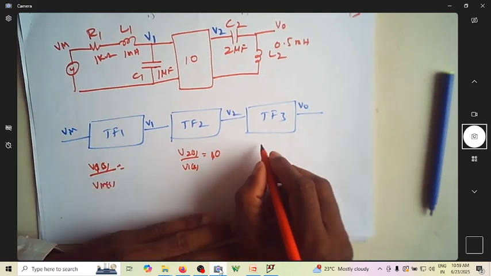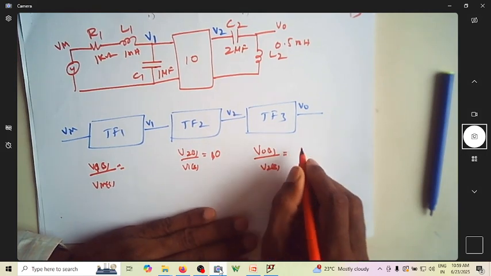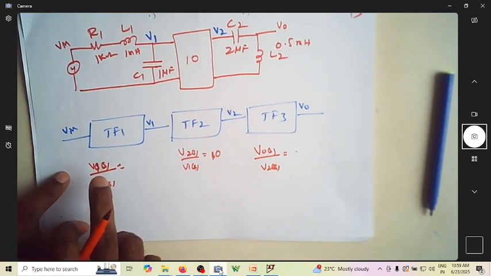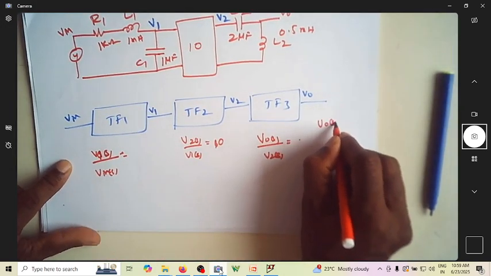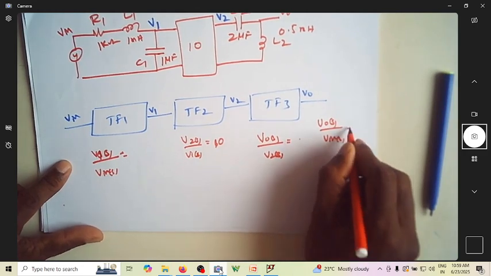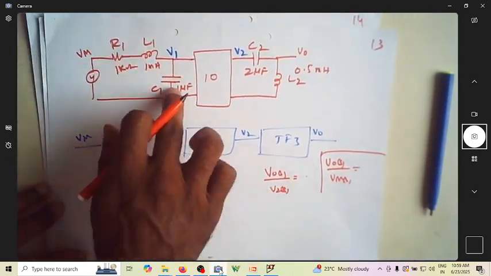I need to find V0 of S by V2 of S. If I multiply this and this, I'll get the overall transfer function, which is V naught of S by V in of S. So I'll get the overall transfer function if I multiply all the three. So let me find the transfer function of this.